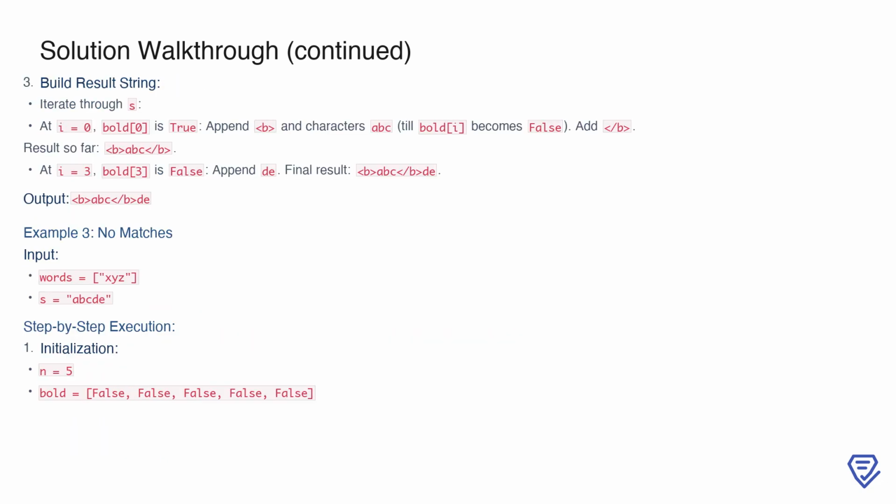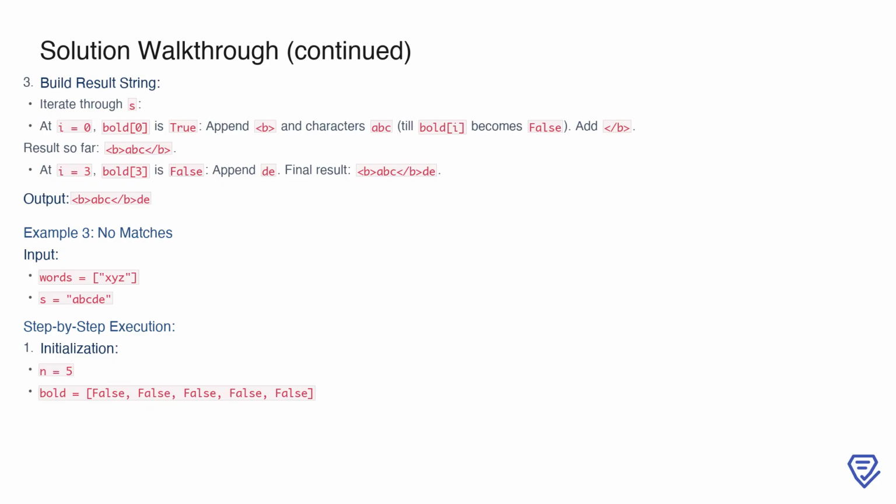To generate the result string, we again iterate through s and use the bold array to decide where to insert bold tags. At index 0, since bold[0] is true, we append a B tag and continue adding characters until bold[i] becomes false, which gives us <b>ABC</b>.